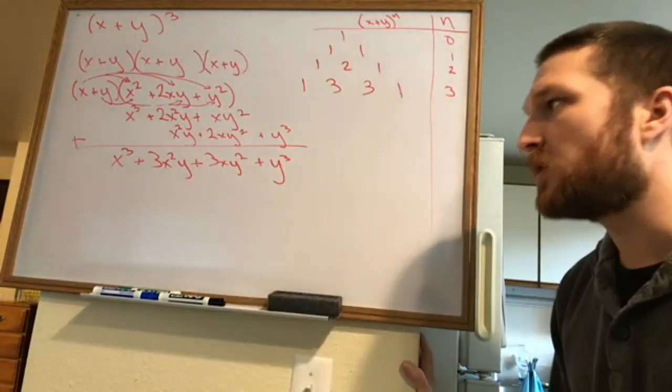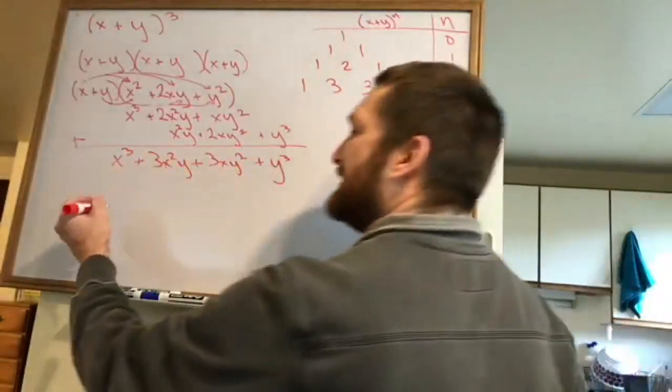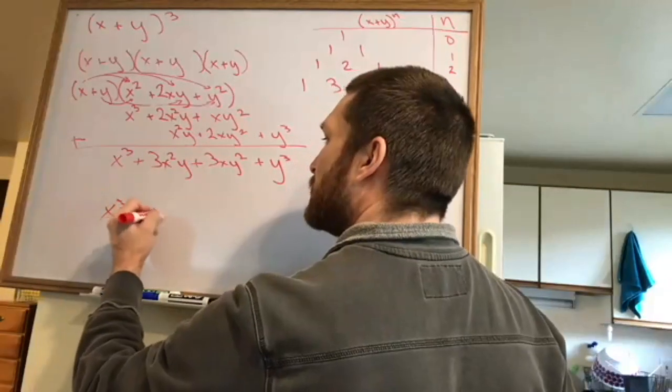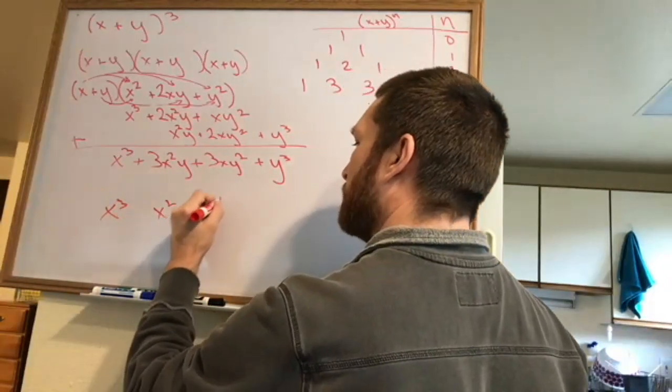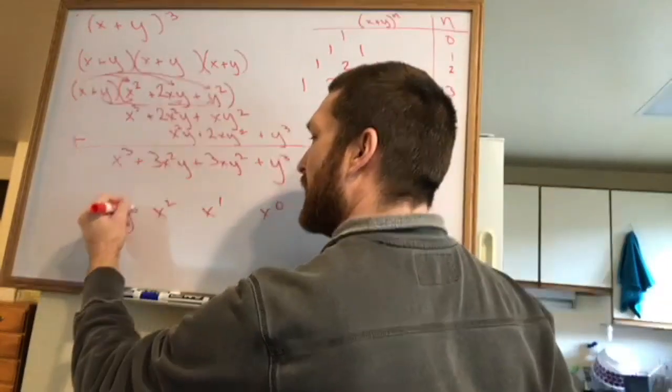Notice another thing, because I've written it in this special way, we have descending orders of x's, and we have ascending orders of y's.